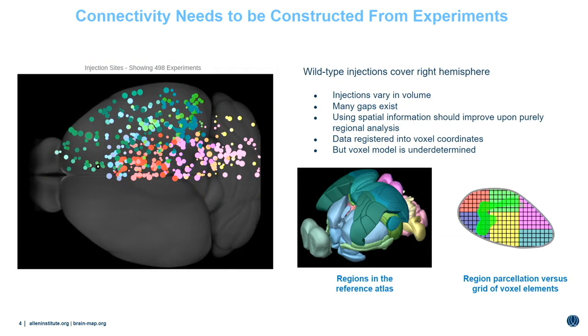So I'm Cameron. I'm a postdoc at the University of Washington in computer science and biology. And I started working on this during my PhD. And I heard about the data set that was being collected here. So this is a visualization of all of the wild type injections into cortex. And you can see that there's good coverage of the cortex as a whole, but you also have all of these gaps.